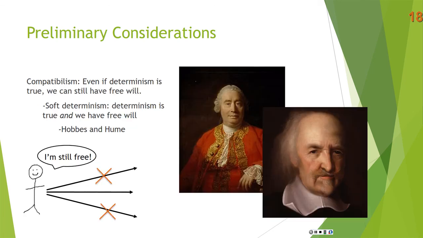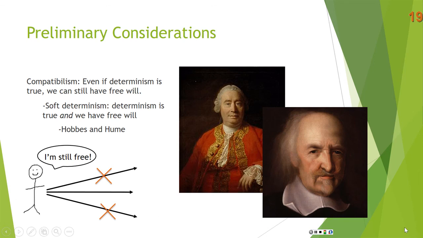then determinism and freedom are not compatible. So compatibilism is a view about the relationship of free will and determinism, which says that even if determinism is true, we can still be free. So on the supposition that determinism is true, this doesn't rule out freedom. So this person here, even if, of the three given options, two are not available to the person, and there's only one future for this person, she might still be free, right?